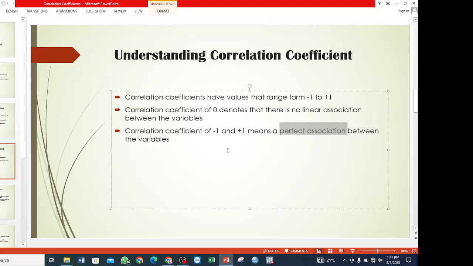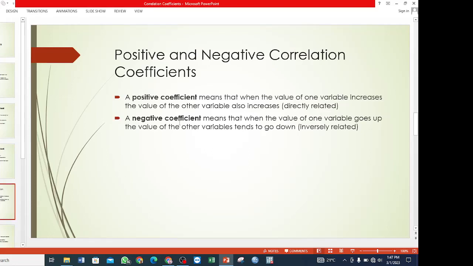association between the variables. And when you get correlation coefficients that are positive, that would mean that when one variable increases, then the other variable also increases. And that would say that the variables have a direct relationship, or they are directly related. So that would mean that when one increases, the other one also increases. That is for a positive coefficient.